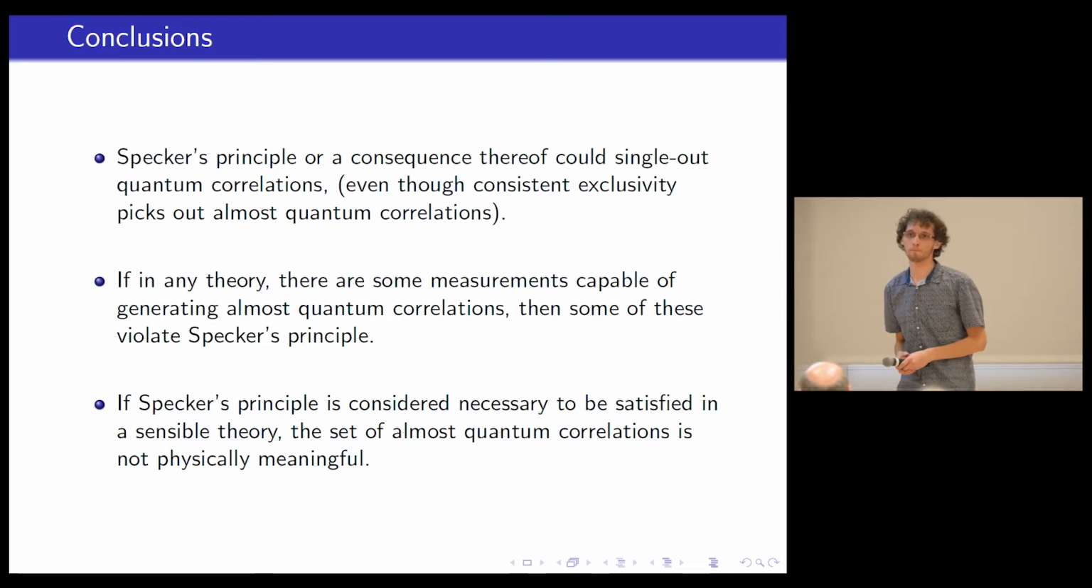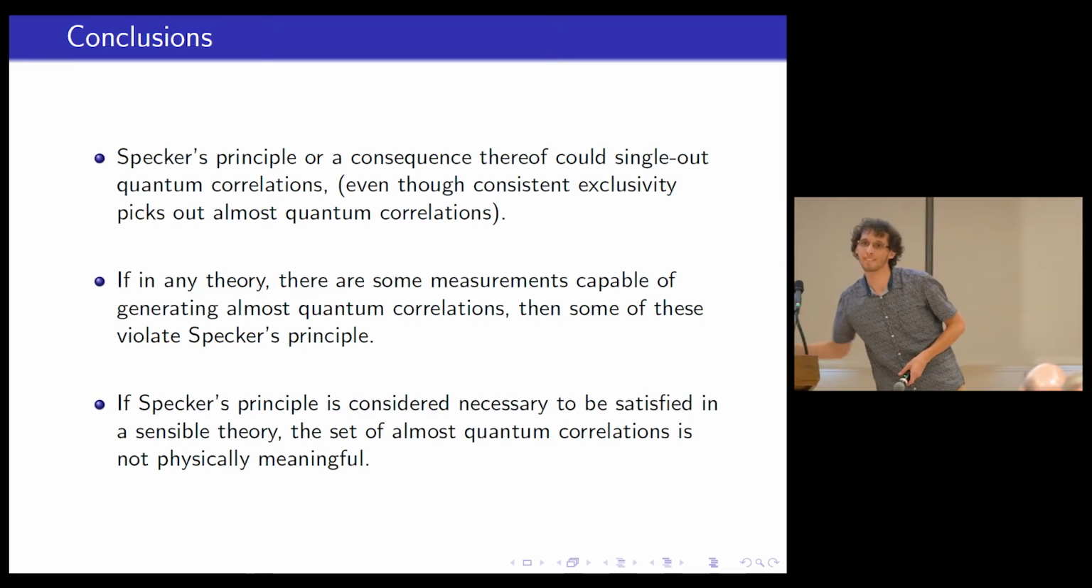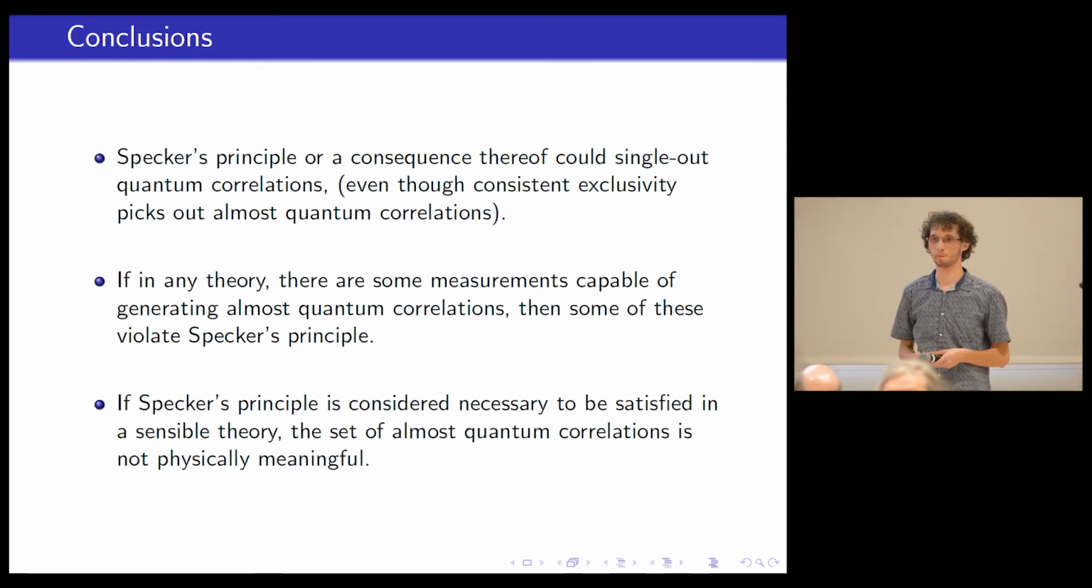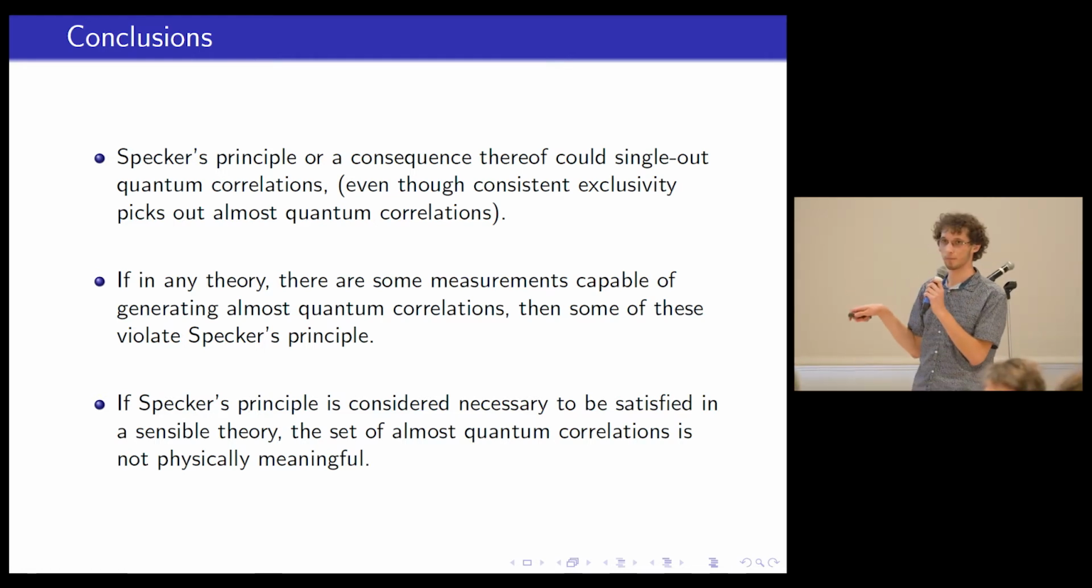Hi. So my question is, let me just check I understand. You have Specker's principle, and you find this state that comes from the almost quantum set of correlations, and it violates Specker's principle. Yeah? That's right. But the set of quantum correlations is a subset of that, so I didn't quite follow if we know that quantum correlations have to satisfy Specker's principle or not.